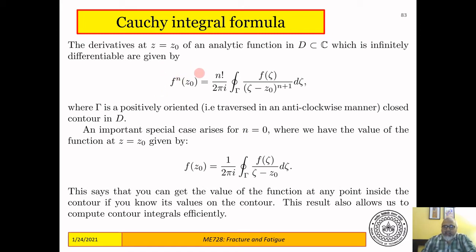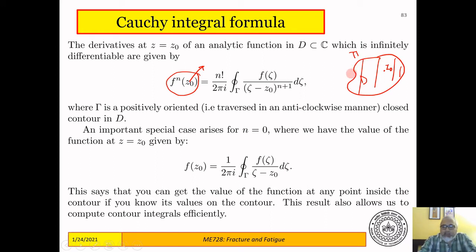The nth derivative at some point z0 that lies inside the domain. So this is my contour gamma. This is the domain D. The function is analytic here. It's an analytic function. Take a point z0 and I can get the nth derivative of the function at this point if I know the values of the function on the contour itself.